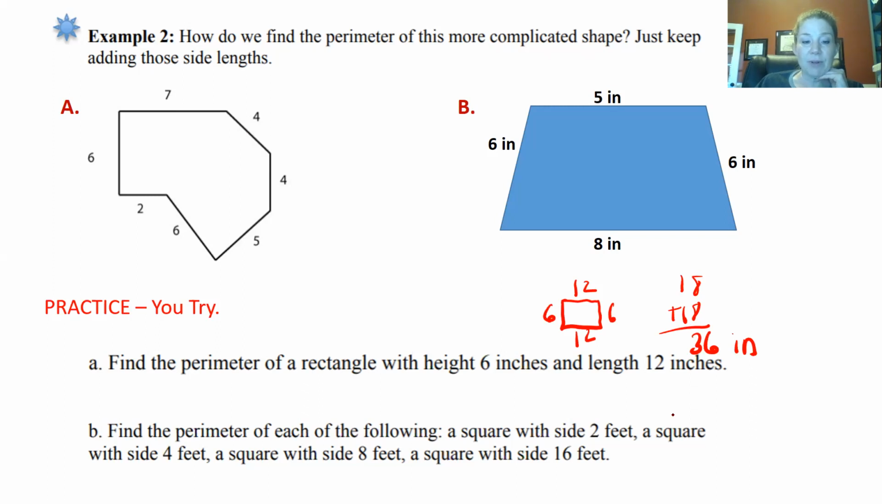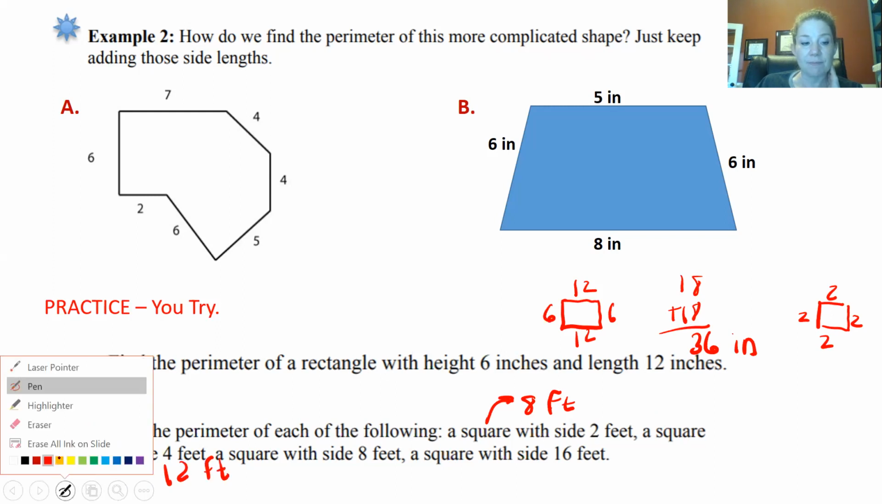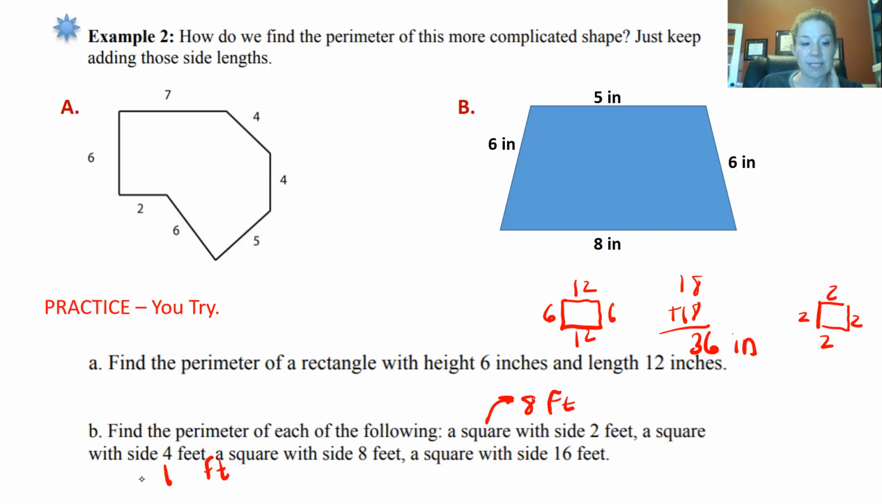Letter B, find the perimeter of each of the following. If we have a square with one side that's 2 feet, since it's a square, all the sides are 2 feet. 2, 4, 6, 8. So the square has a perimeter of 8 feet. A square with side 4 feet, so we have 4 sides that are 4 feet, so that's going to be 12 feet. No, it's not. It's going to be 16 feet. Not 12, silly.